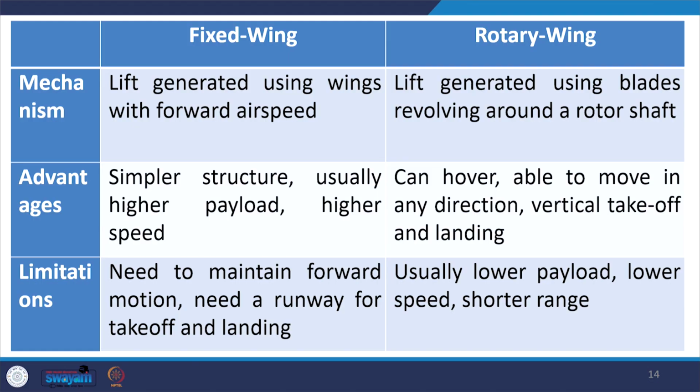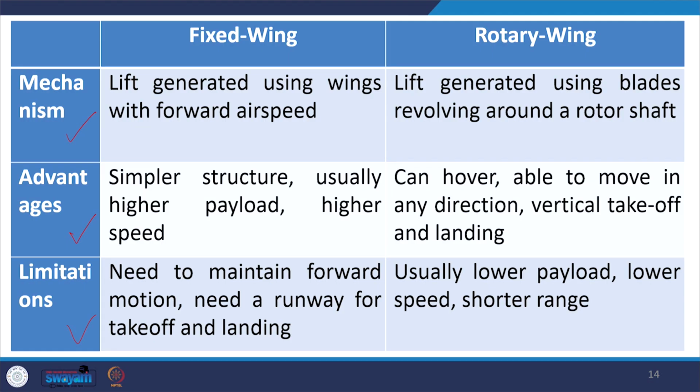Now, if we compare the two together, the fixed wing and the rotary wing, with 3 parameters: first is the mechanism, the second is the advantage, and the third is limitations, because every system has its own limitation. In the mechanism, for the fixed wing drone, lift is generated using wings with the forward air speed. In the rotary wing, the lift is generated using blades which are revolving around a rotor shaft.